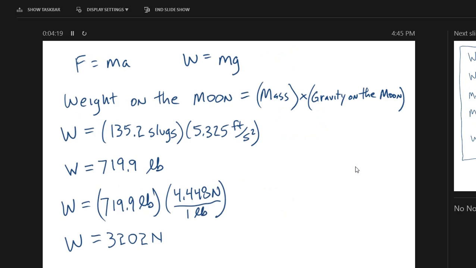All right, so the last bit on this is find the weight on the moon. We just take the mass times the gravity of the moon. So the weight is quite a bit less on the moon. So I'll take the 135.2 slugs times the gravity on the moon, the 5.325, and then I'll take the weight, and then I'll convert that to newtons to get it into the weight on the moon. So the mass stays the same. The weight changes depending on what gravitational field you're in.